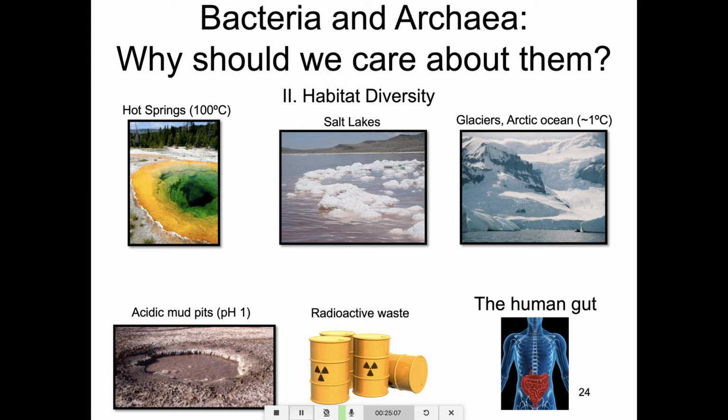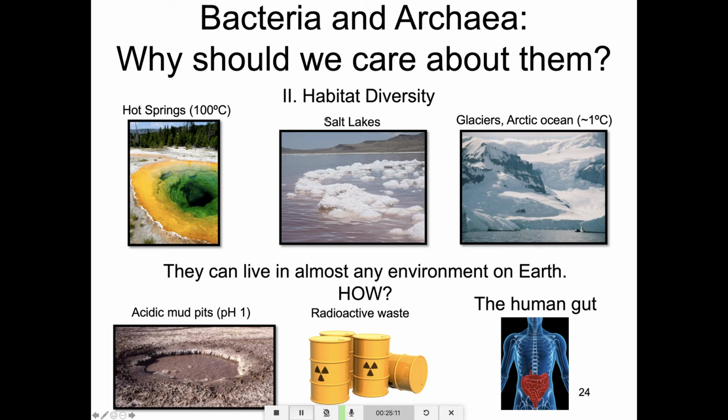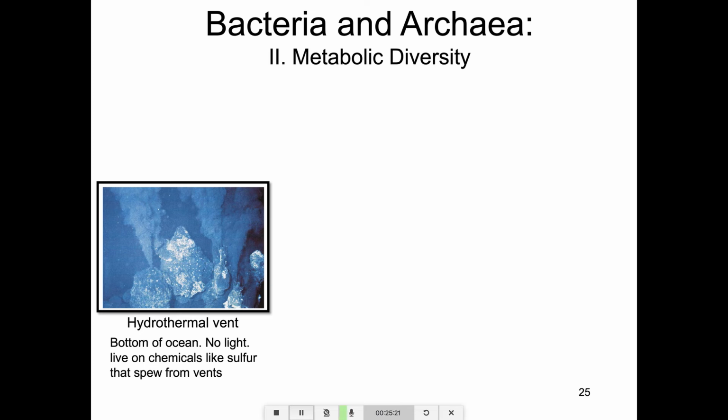Prokaryotes have devised interesting ways to survive in these different habitats, which gives rise to the question of how. How is it that they're able to survive in all of these really difficult and extreme environments? Part of that is through their extreme metabolic diversity. For example, some bacteria can survive in hydrothermal vents where there's no light and no major nutrients or food supplies other than the sulfur that spews out of these vents.